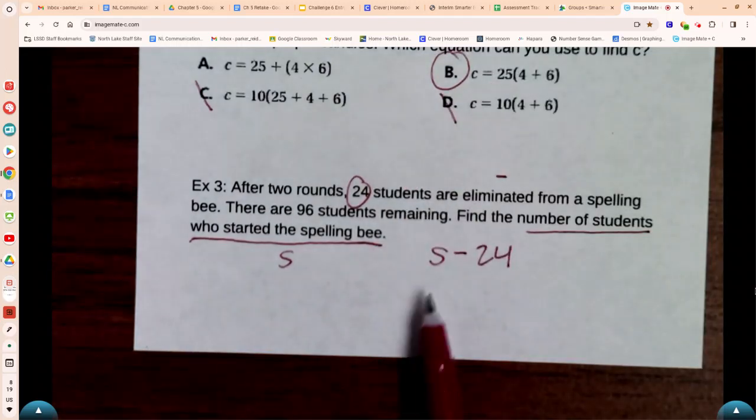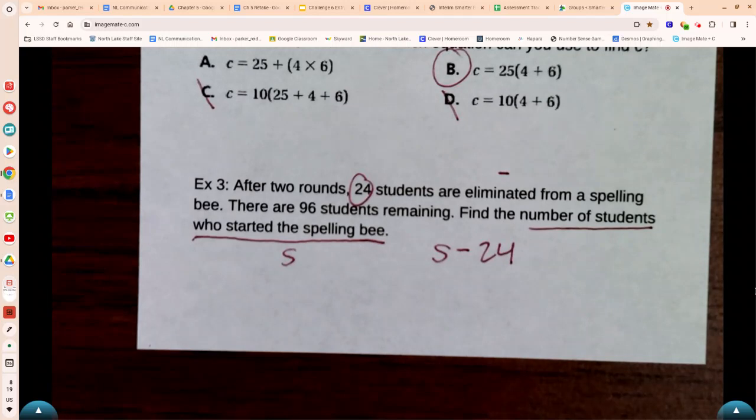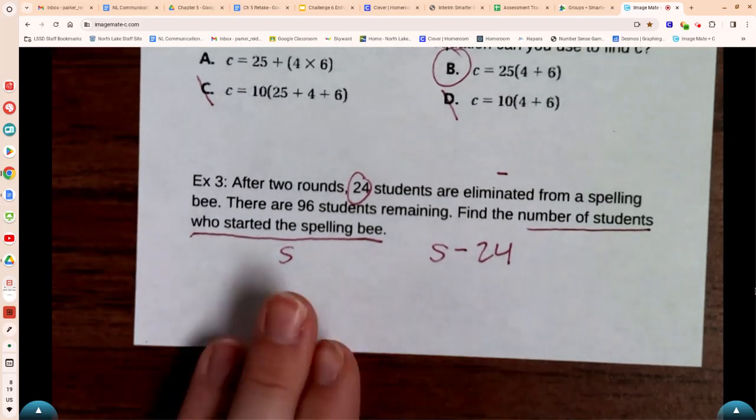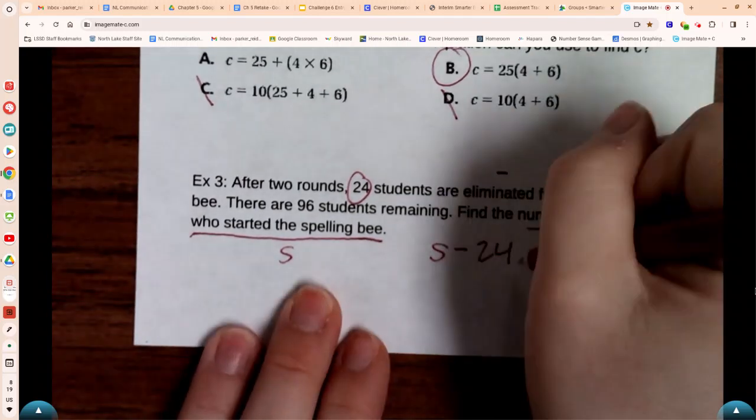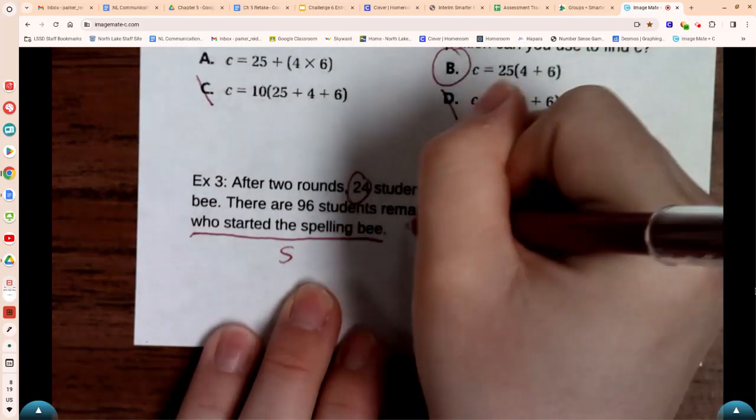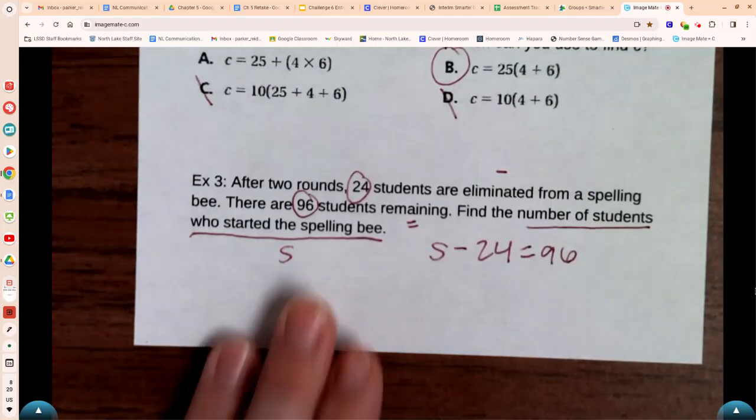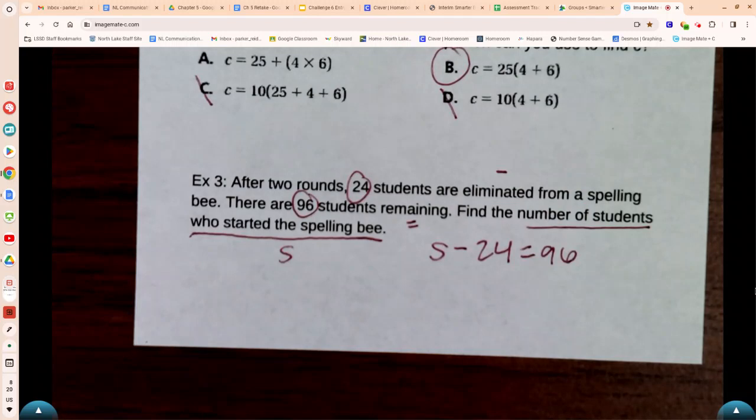So this is how many we had. They eliminated or took away 24. How many are there now? Lysandra? 96. So how am I going to show that now there's 96? What would I want to write at the end of it? Equals 96. Exactly, because remaining is the number that there are now. So that is an example of how we could write an equation to help us solve this.